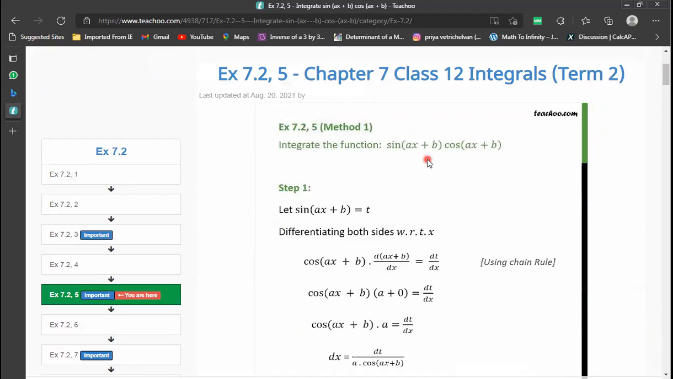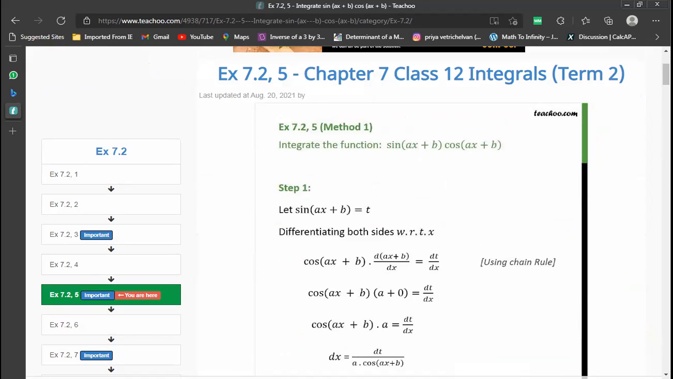This is also the same kind of question. You have sin of ax plus b and cos of ax plus b. So let's assign sin of ax plus b as t. We are going to differentiate here, and here we will be using the chain rule.